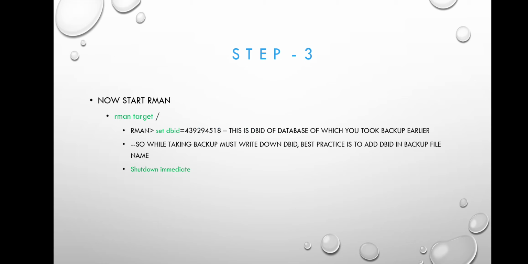Step 3. Now open RMAN with the simple command rman target slash. Slash means you are in the Oracle database path and SID is set, so no username password required, and it depends on your sqlnet file settings. And in RMAN set the DB ID which you noted down while taking the backup of the database from Linux. Now shut down the database with the immediate parameter.